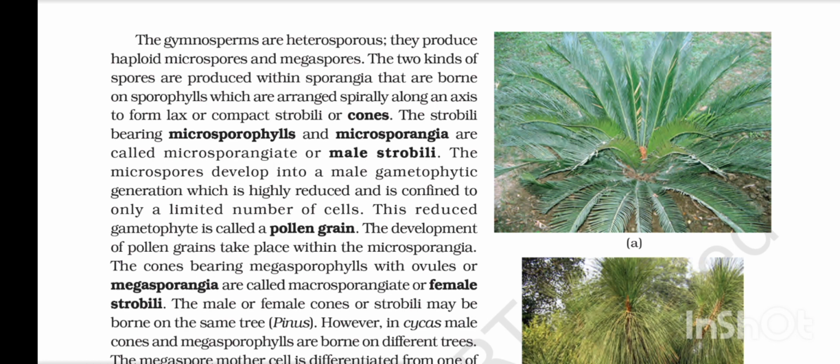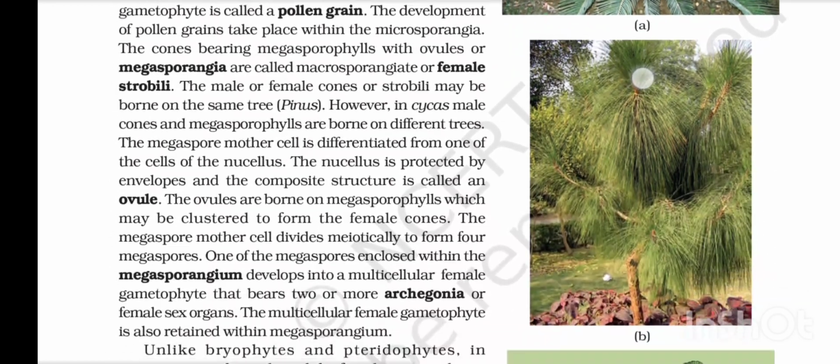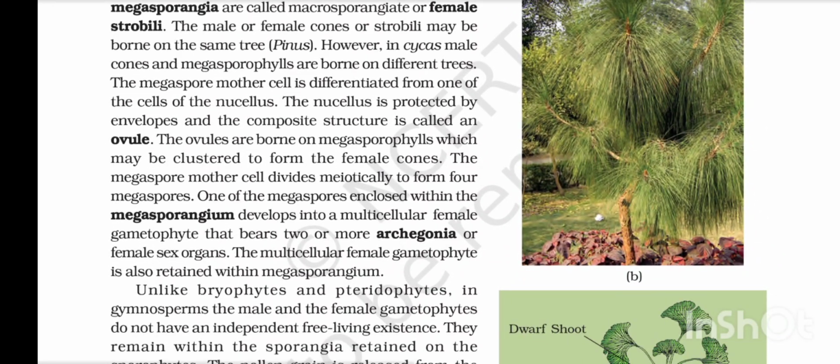The microspores develop into a male gametophyte generation, which is highly reduced and is confined to only a limited number of cells. This reduced gametophyte is called a pollen grain. The development of pollen grain takes place within the microsporangia. The cones bearing megasporophylls with ovules or megasporangia are called macrosporangiate or female strobili. The male or female cones or strobili may be borne on the same tree, as in Pinus. However, in Cycas, male cones and megasporophylls are borne on different trees.